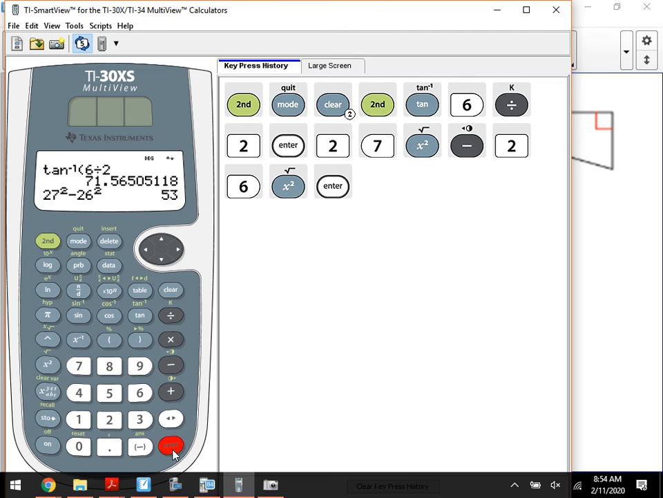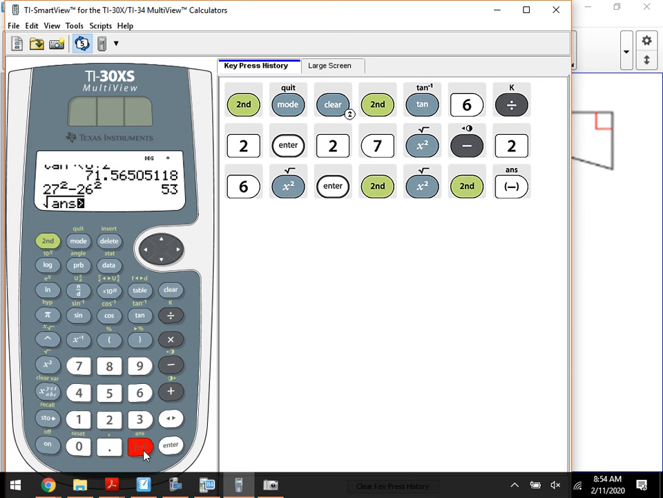And I get 53. And then what do I do to the 53 to get it by itself? Very good. All right. So I square root 53, and it's going to give me square root of 53. And is that okay to leave it like that? Yes. Absolutely.